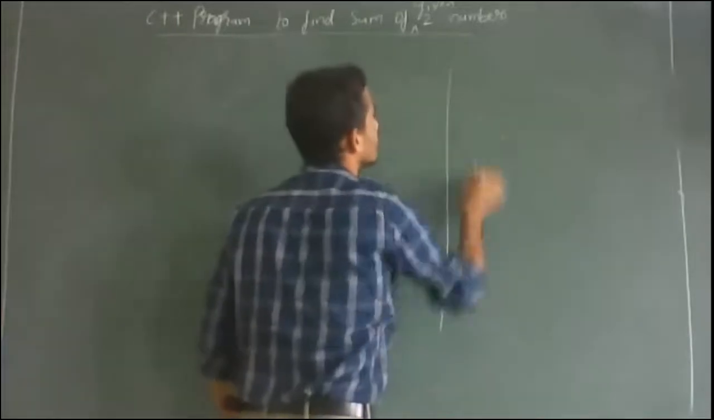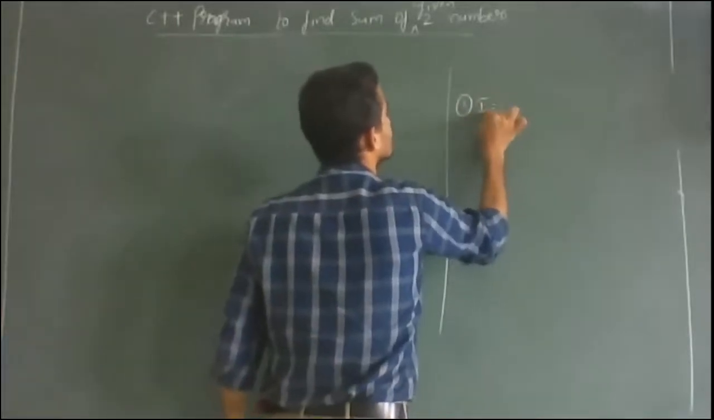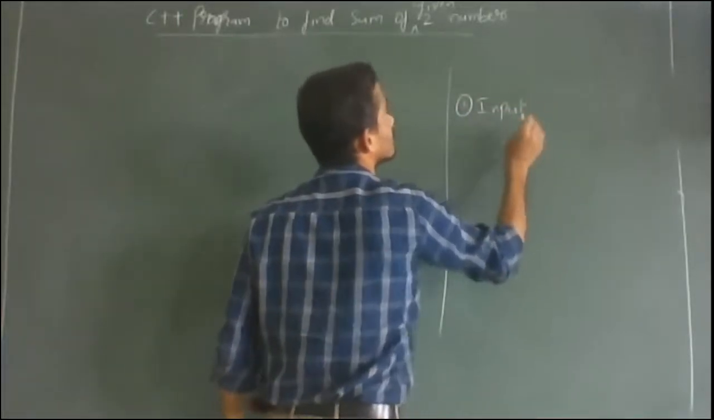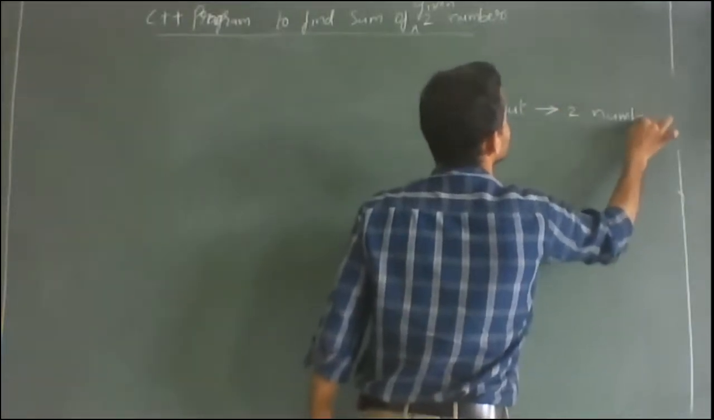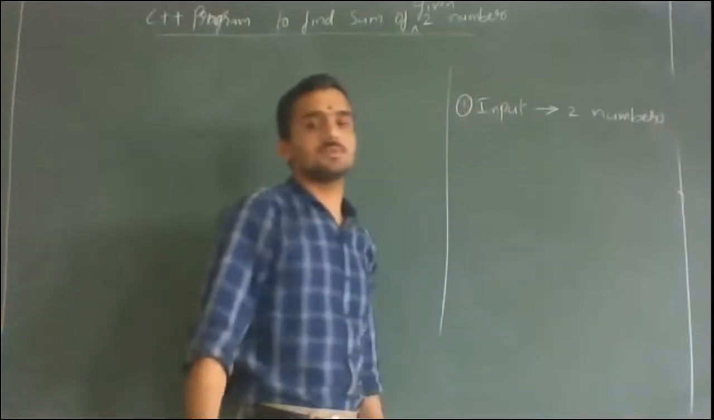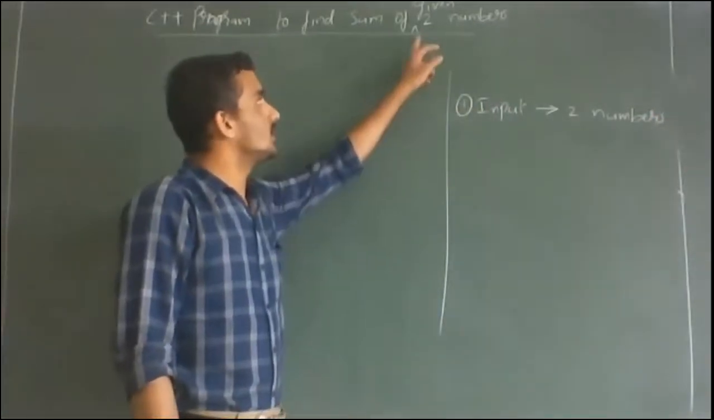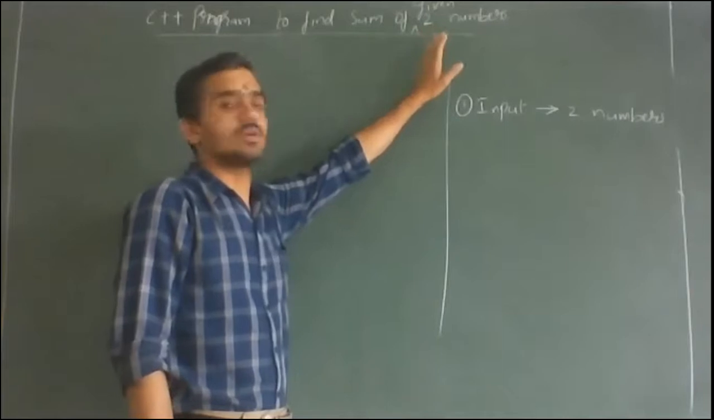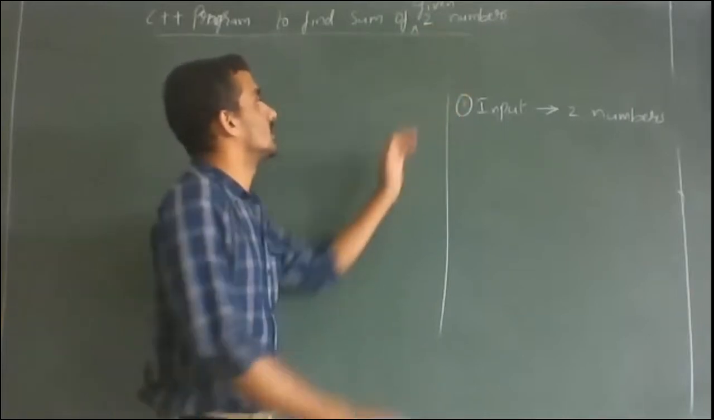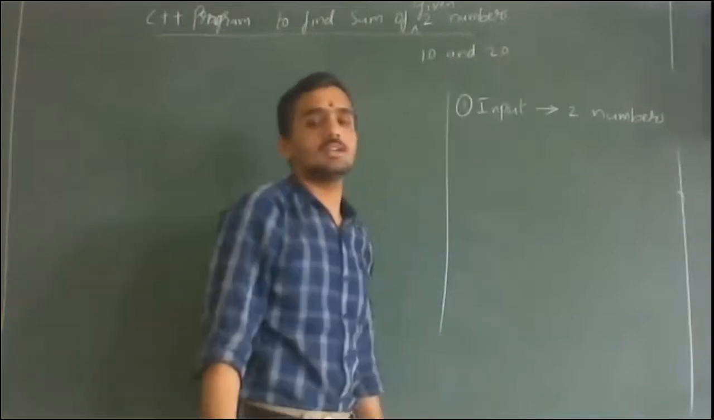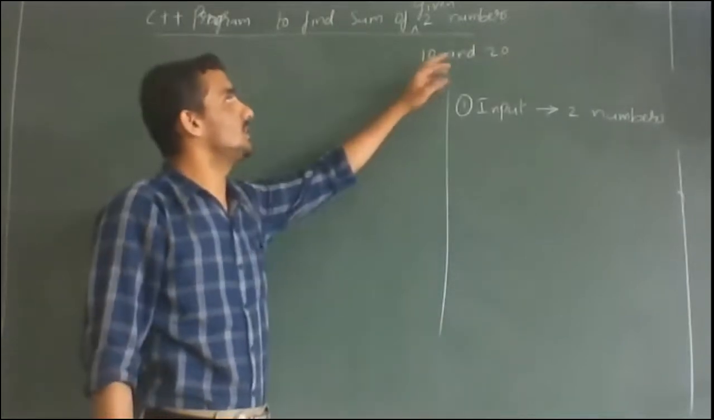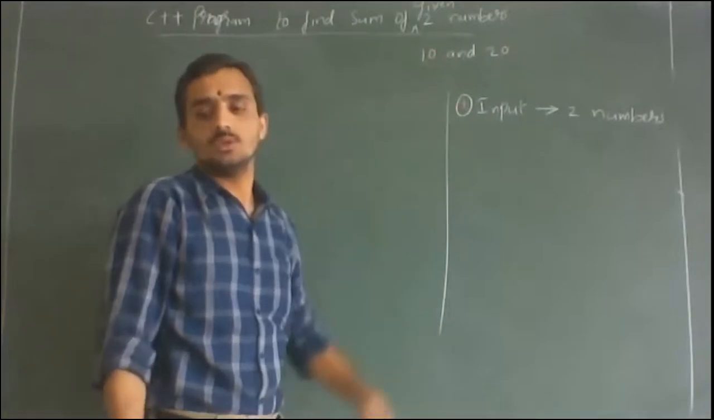See here I will write the requirement of the program, that is input. Input is two numbers. If you observe the question, they're telling given two numbers, but they have not specified the numbers here. They have not said 10 and 20 or 20 and 30. They have not given the numbers. They just said two numbers. So find out the sum of two numbers.